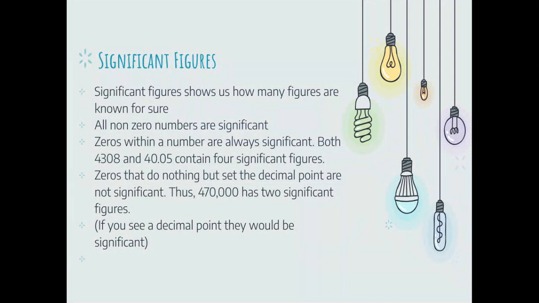Significant figures show us how many figures are known for sure. All non-zero numbers are significant. Zeros within a number are always significant. So both the number 4,308 and the number 40.05 contain 4 significant figures. Zeros that do nothing but set the decimal point are not considered significant. So this number right here, 470,000, only has 2 significant figures. If we were to put a decimal point in there somewhere, then those numbers up to the decimal point would become significant. Again, we're going to practice this in class.